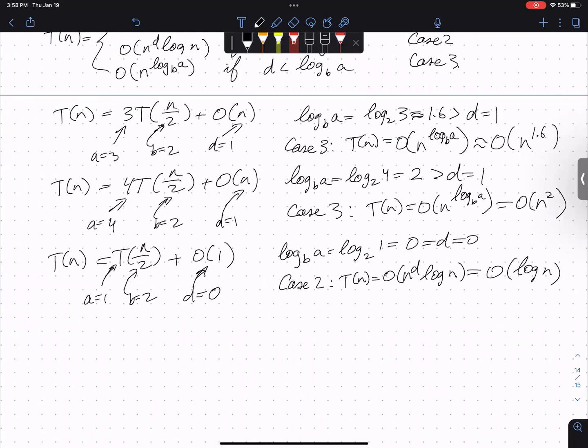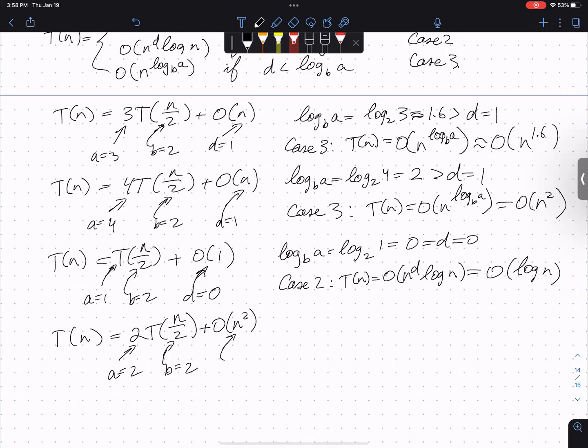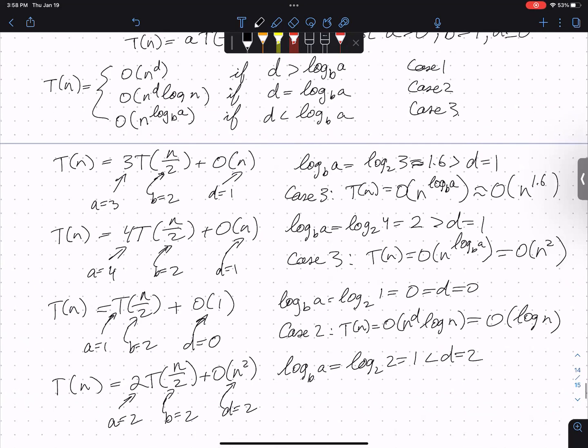And that's the binary search you know and love. Let's do one with case 1. Let's do another one. T of n equals 2 T of n over 2 plus O of n squared. Here, a equals 2, b equals 2, and d equals 2. So log base b of a is log base 2 of 2 equals 1, which is less than d, which is 2. This takes us to case 1, where d is the larger one. In case 1, T of n is big O of n to the d, which is O of n squared.